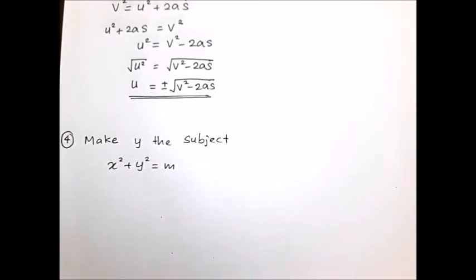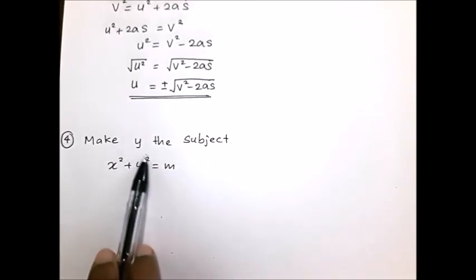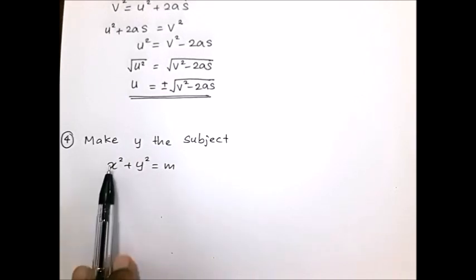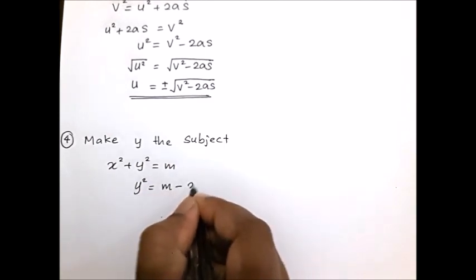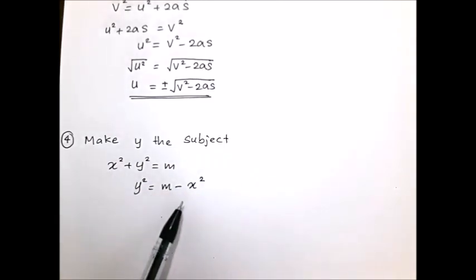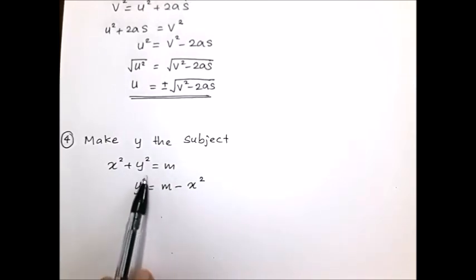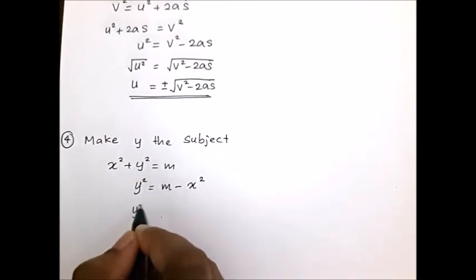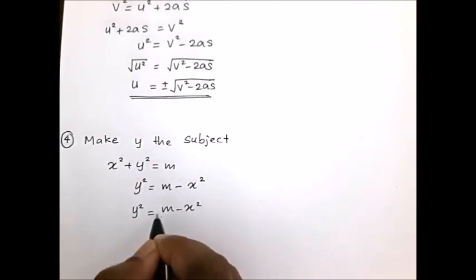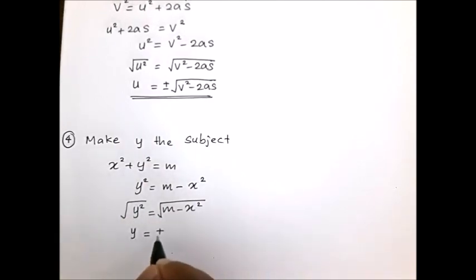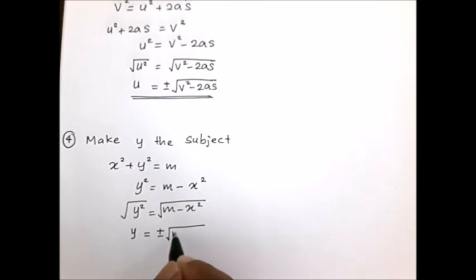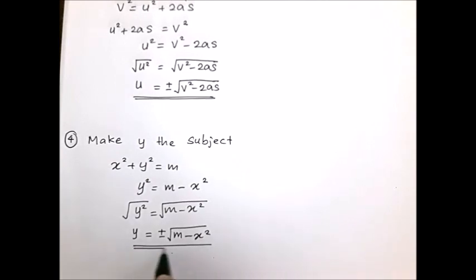Now look at fourth example. Make y the subject. Keep y to the power 2 in left hand side, then move x to the power 2 into right hand side. M minus x to the power 2. Take plus x to the power 2 here, it becomes minus x to the power 2. Now you have to remove this squared. So take the square root of both sides. Here squared and square root cancel. Only y remains. You have to write plus or minus within square root m minus x to the power 2. This is the answer.